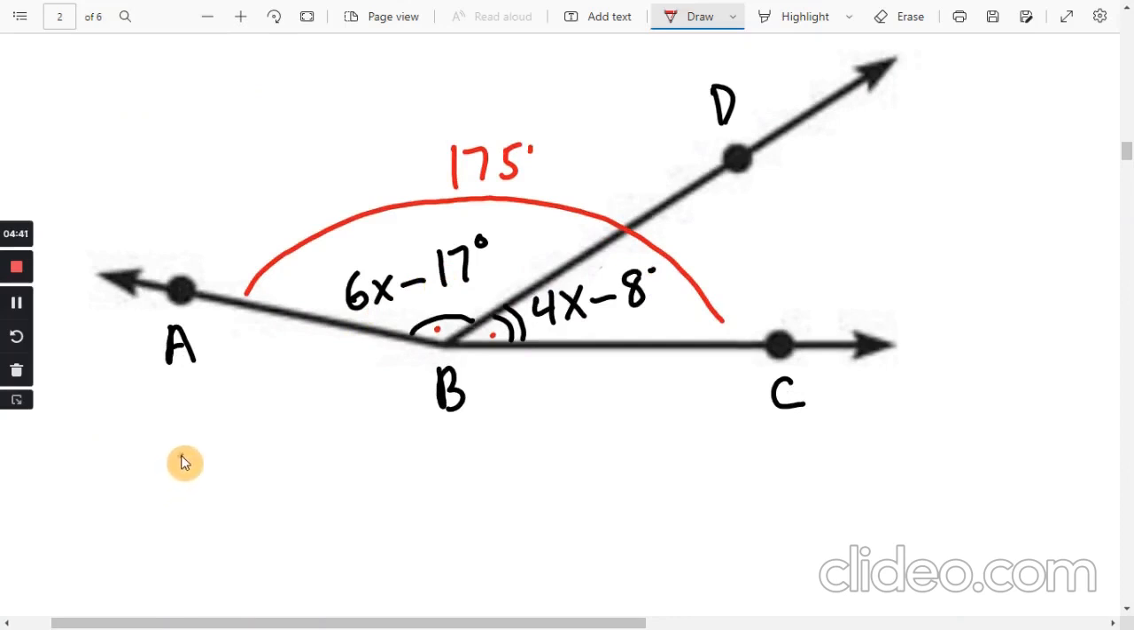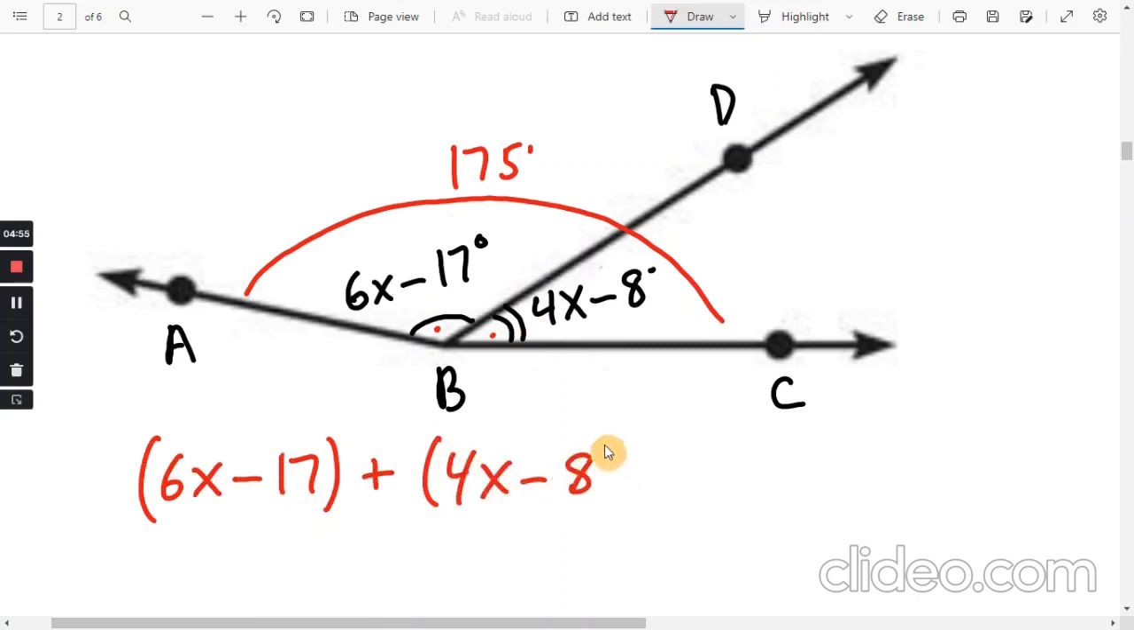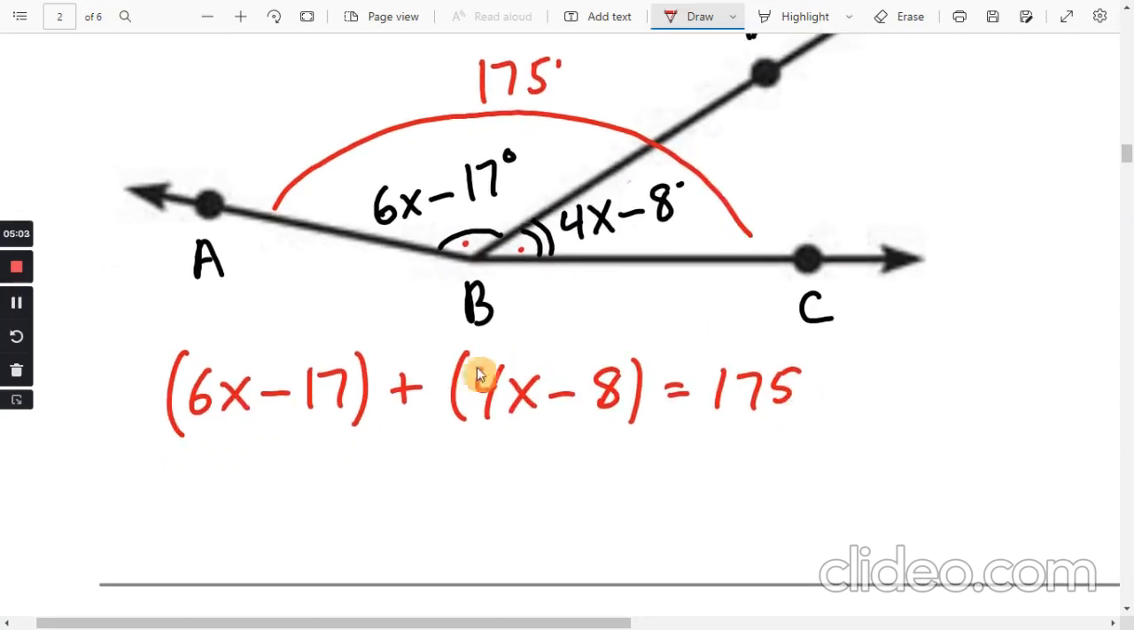6x minus 17. This is the angle addition postulate, so we're just adding angles. Plus 4x minus 8. And combined, they equal 175. All right, like terms, we have x's here. 6x plus 4x is 10x. Like terms, negative 17 and negative 8. So negative 17 plus negative 8 is negative 25. And that equals 175.